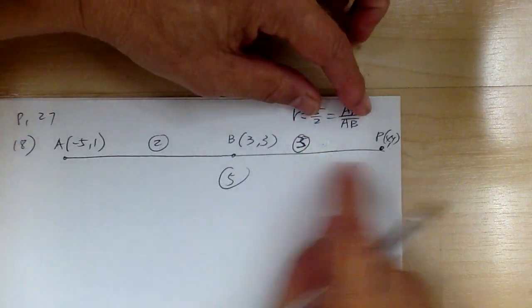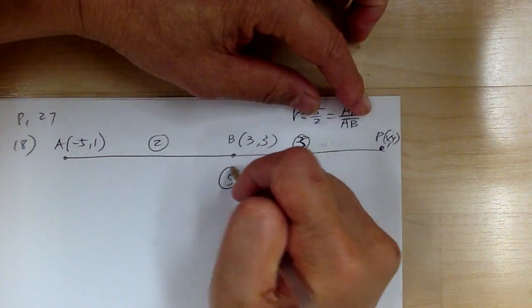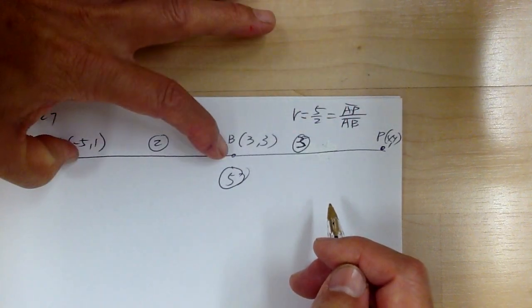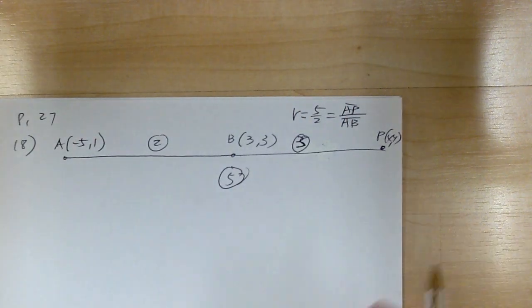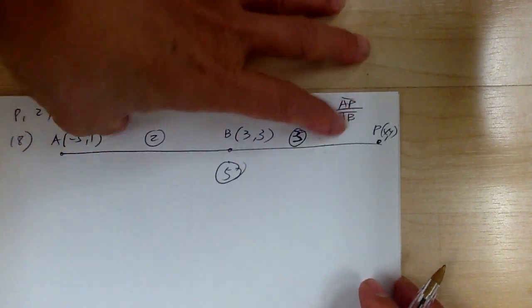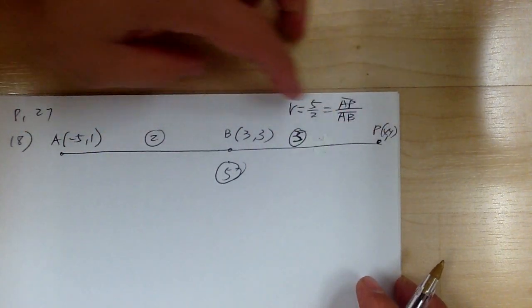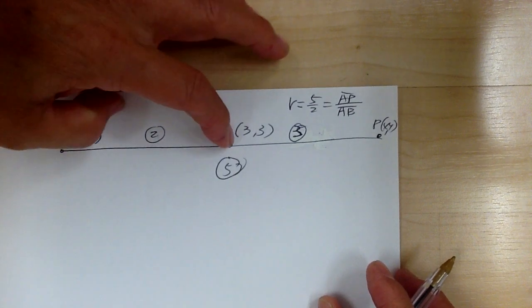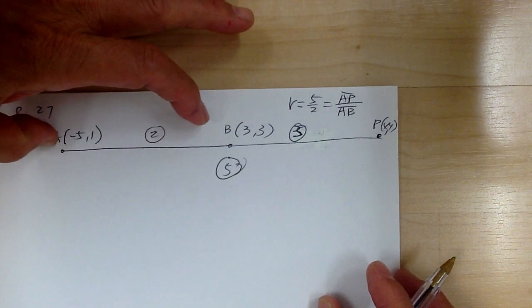So from A to P is 5, and from A to B is 2. Okay? So now you got to get the x, right? Okay? So what you need to do is, again, use this over that.